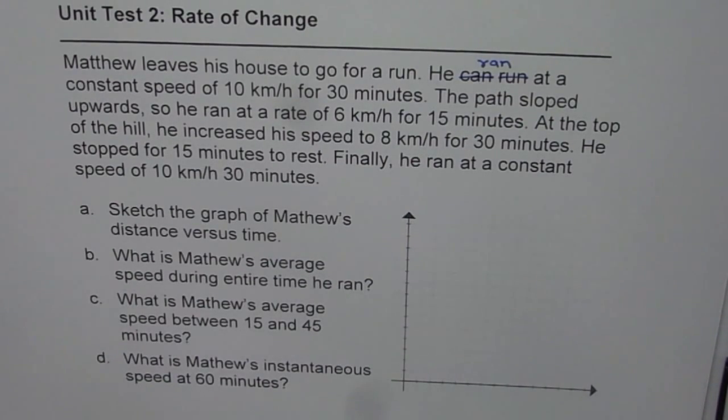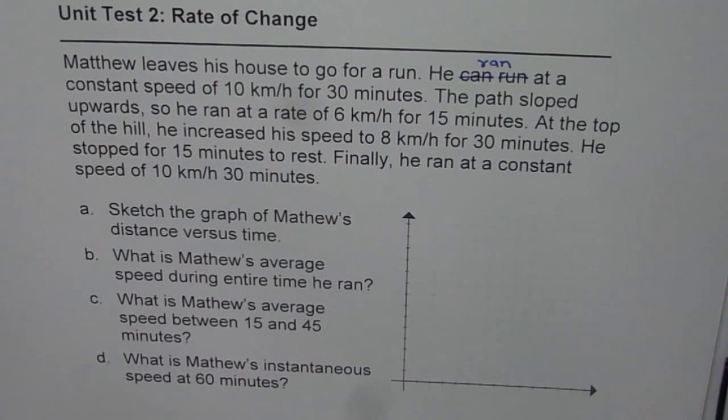Matthew leaves his house to go for a run. He ran at a constant speed of 10 kilometers per hour for 30 minutes. The path sloped upwards, so he ran at a rate of 6 kilometers per hour for 15 minutes. At the top of the hill, he increased his speed to 8 kilometers per hour for 30 minutes. He stopped for 15 minutes to rest. Finally, he ran at a constant speed of 10 kilometers per hour for 30 minutes.